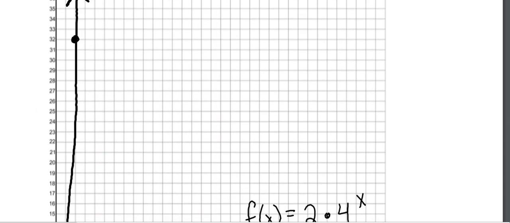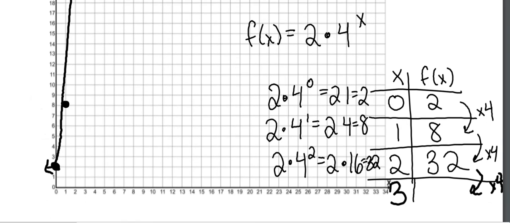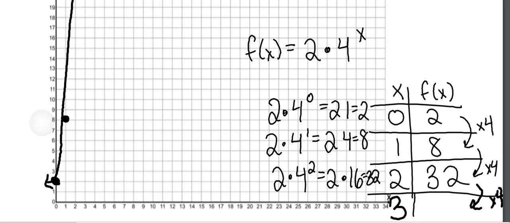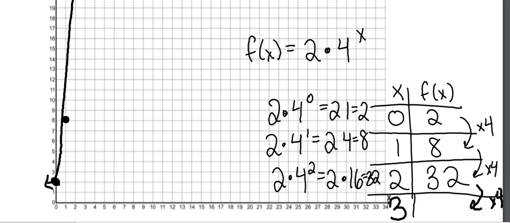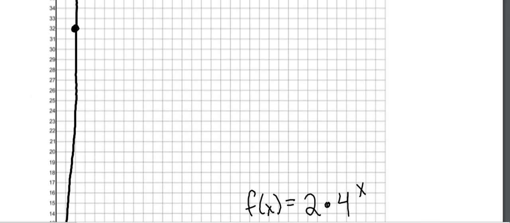Now we had to graph the function f of x equals 2 times 4 to the x power. So initial value of 2 means you start at 2 on your graph. Not double it, 2 times 4, you multiply it by 4. 2 times 4 gets you to 8. You multiply by 4 again, and you get 32.